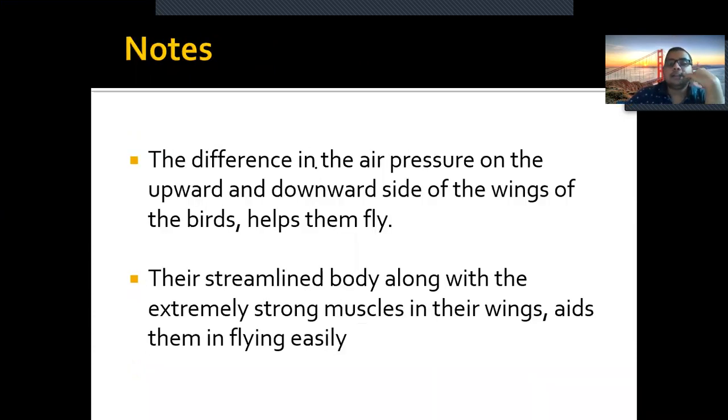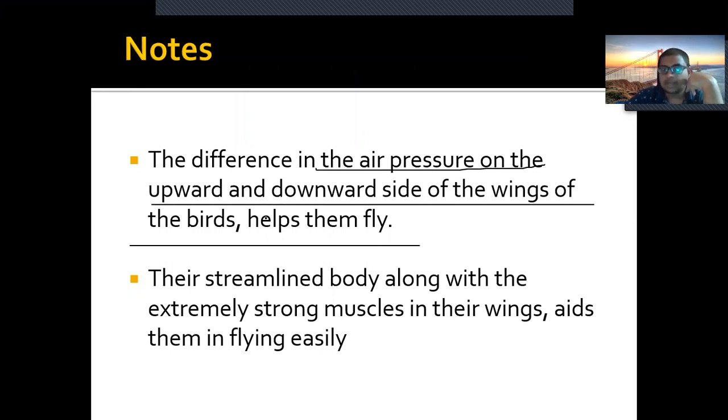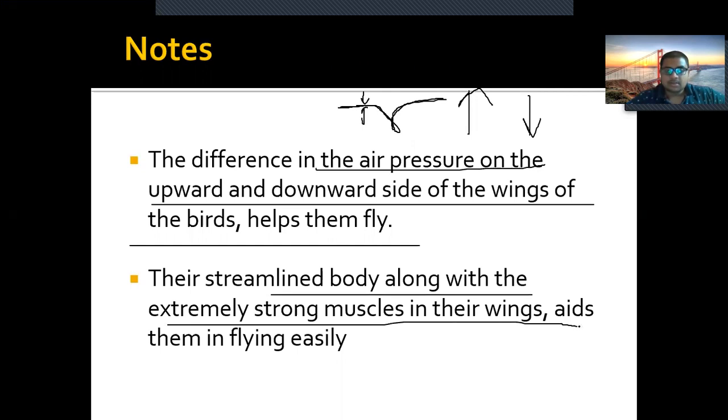The difference in the air pressure on the upward and downward side of the wings of the birds helps them fly. Let's say these are the wings like this. The air exerts pressure, we all know that. So that is the air pressure on the upward side and the downward side. If the downward side pressure is greater, the bird flies high. If the upward side pressure is greater, the bird flies low. This is what helps them fly. The streamlined body, along with the extremely strong muscles in their wings, aids them in flying easily.